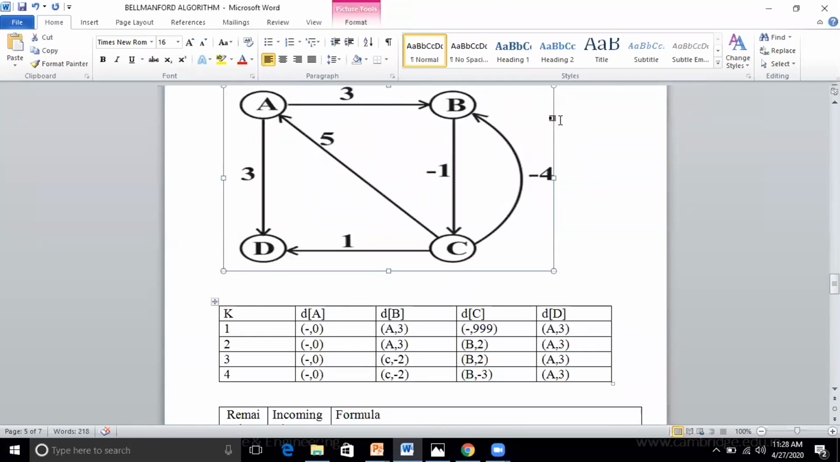So how do you check whether the graph has a negative cycle or not? We have to compute n iterations: n minus 1 iterations to find the shortest path, and the last iteration is to check for a negative cycle. If the previous iteration values and the computed values are the same, then the graph doesn't have a negative cycle. If it is different, then the graph has a negative cycle.